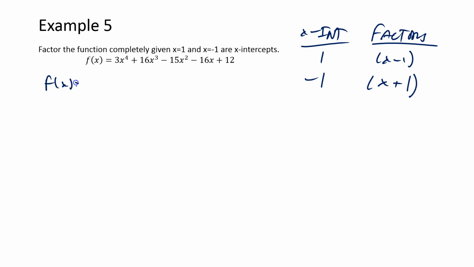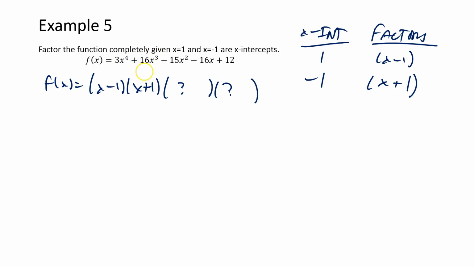They tell me that they are x-intercepts, so they must be factors of f of x. That's the factor theorem: x minus 1, x plus 1. Now it's a quartic, right? Fourth degree. So I'm going to have two more factors that I don't know yet. The goal is to find out what those are, because I want to completely factor it.